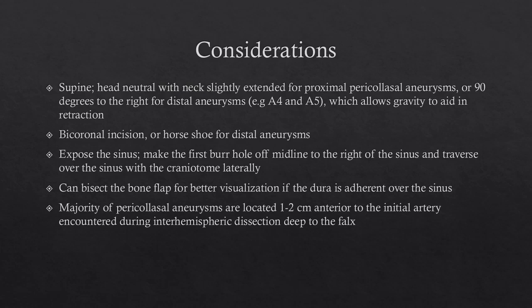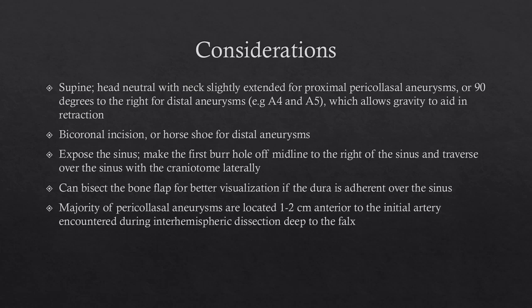In older patients or those with attenuated dura adherent to the overlying inner table of the bone, it may be preferable to bisect the bone flap immediately to the right of the sagittal sinus, after which the sagittal sinus dura may be dissected free of the overlying bone under direct visualization before the bone flap that overlies the sinus is elevated.